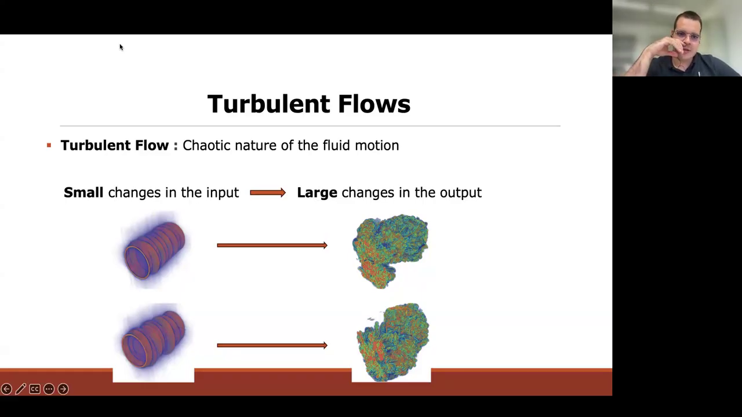And this is how turbulence in fluids is described. So imagine we have very small changes in the input, and there are very large changes in the output. And this is shown here. This is a 3D shear layer experiment. And these two inputs are close to each other, while the outputs are wildly different.